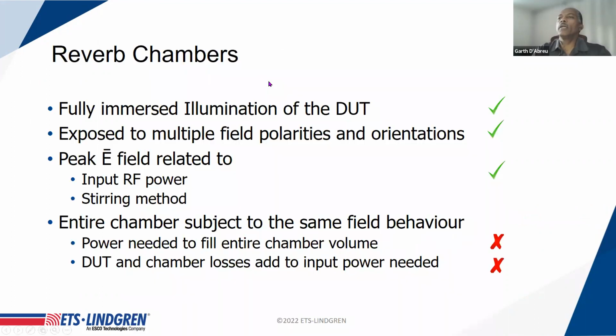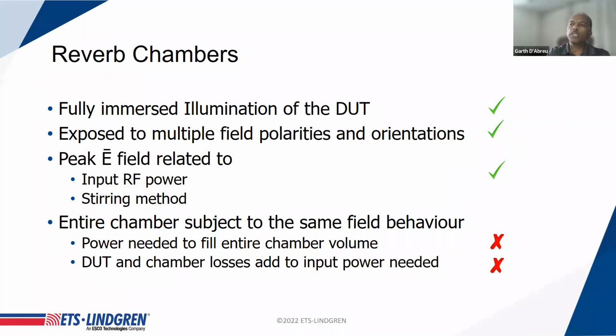There we go. So a couple of the main advantages of reverb chambers, and I think this is one of the things that's driving its acceptability, certainly in the automotive community, is the fact that the device under test is fully immersed in the RF environment. And this is very different to the ISO 11451 type of direct illumination method, where you're pointing the immunity antenna at the device, at the car, at the reference position, and trying to couple enough of that RF energy into potentially sensitive components.